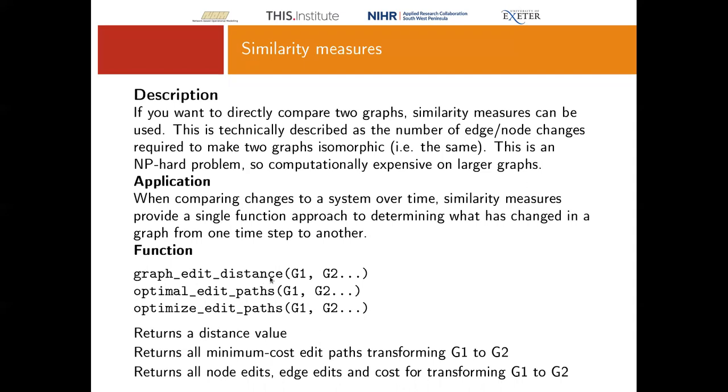Graph edit distance returns a distance value. This tells you, as a single value, how different the two graphs are. Optimal edit paths returns all of the minimum cost edit paths for transforming G1 into G2. That's all about the minimum number of changes that need to be made in order to transform G1 to G2. And optimize edit paths returns the node edits, the edge edits, and the cost for transforming G1 to G2. So that gives you more detail as you go down these functions.